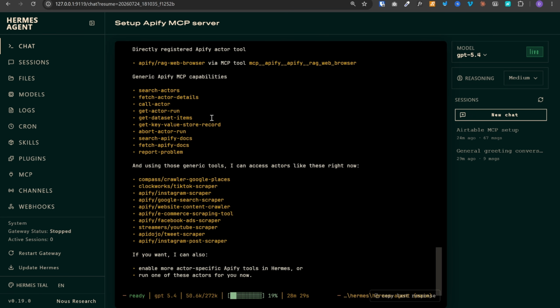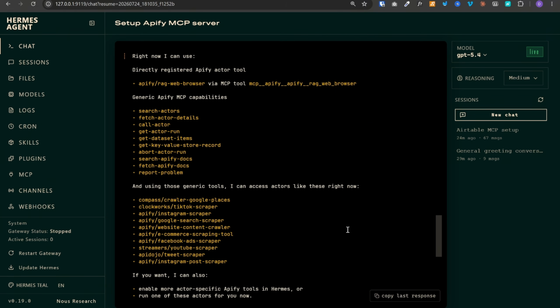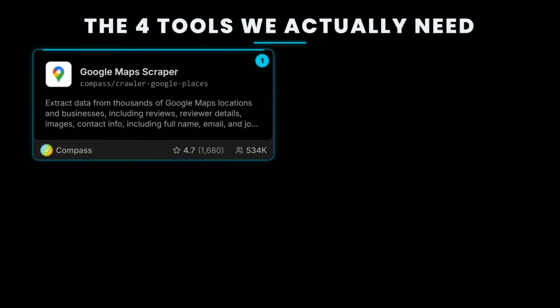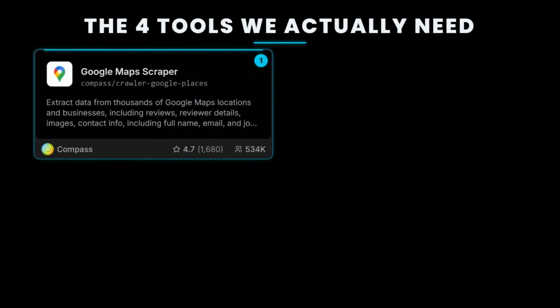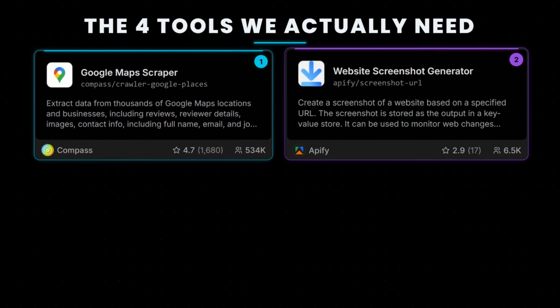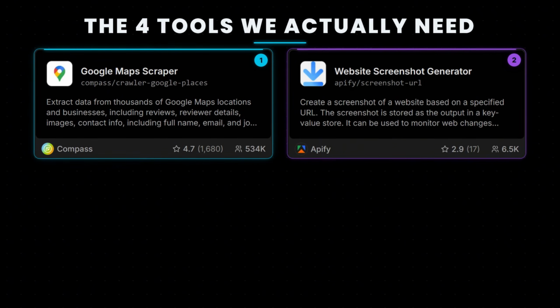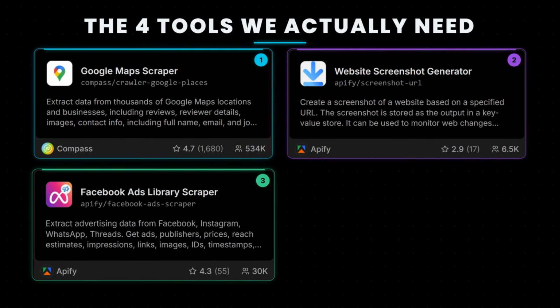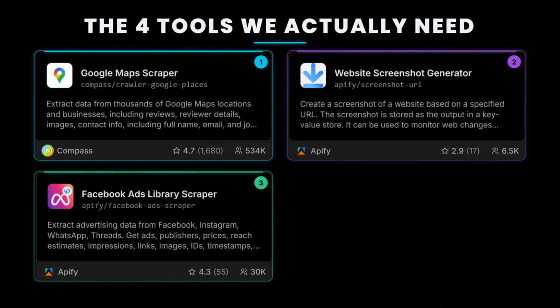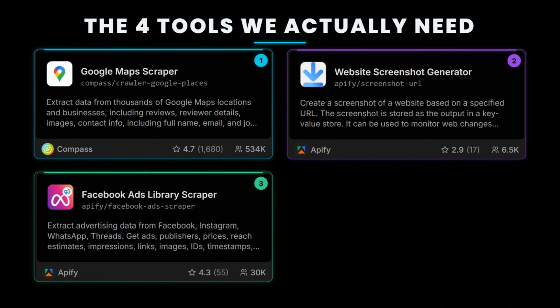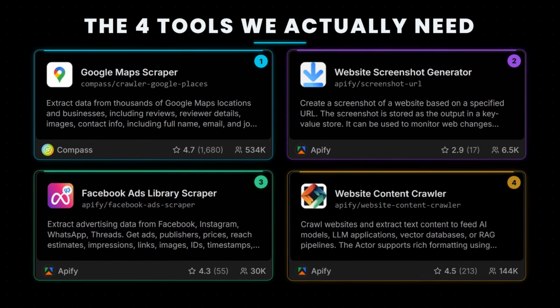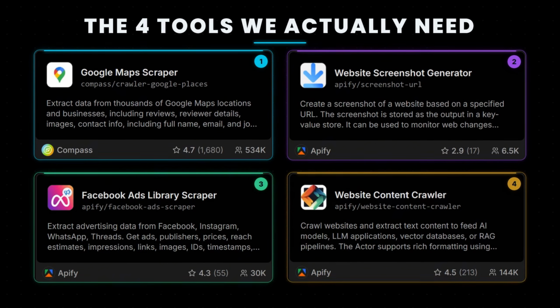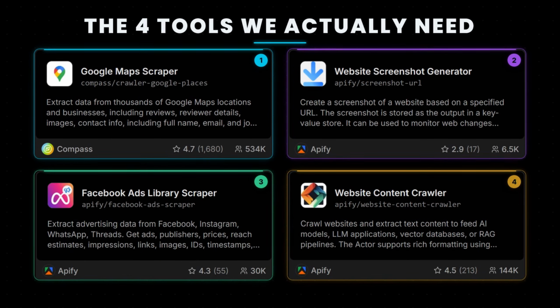And these are the actors it found. Out of everything in this marketplace, we only need 4. The Google Map scraper that finds businesses and pulls their details like name, address, phone, etc. The screenshot tool grabs the picture of each website so that the agent can judge if it looks outdated. The Facebook ad library tool checks whether they are actually running ads right now. And the content crawler reads their site and socials to see if anyone's home or if it's all gone quiet.